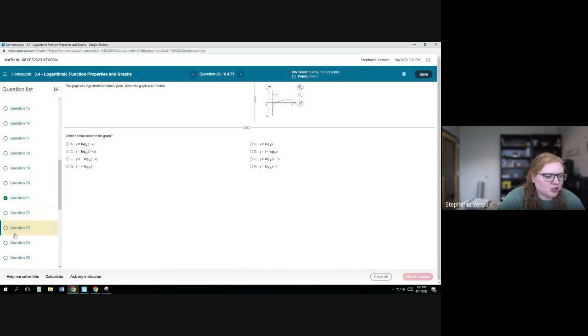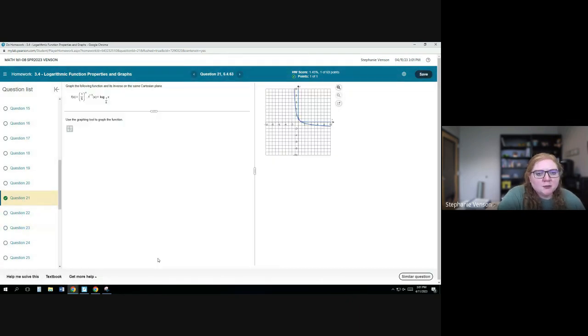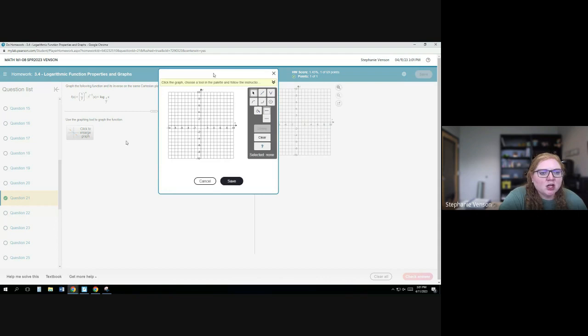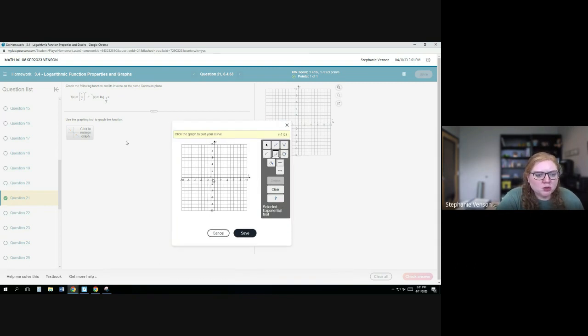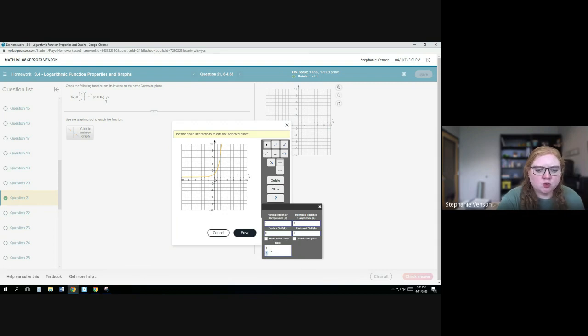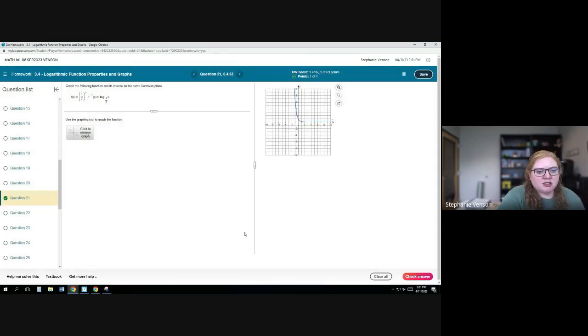Let's see. I'm going to show you how to do one like that in a minute. But anyway, I'll do one more for you really quickly. So this is the same problem with 1/7. So basically you're graphing an exponential with 1/7 as the base and a logarithm with 1/7 as the base on the same plane. So to do it quickly, you would click the exponential tool, click anywhere, change the base to 1/7, click save. Exponential is done.